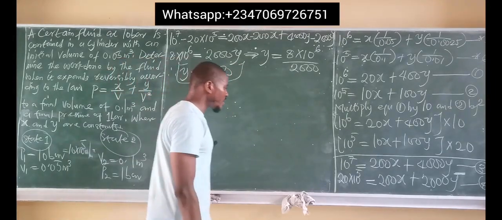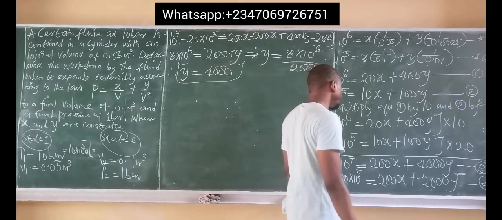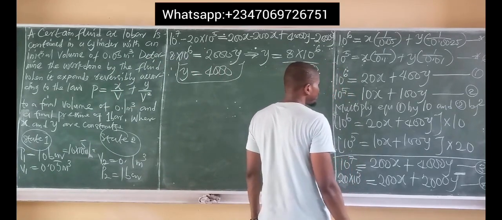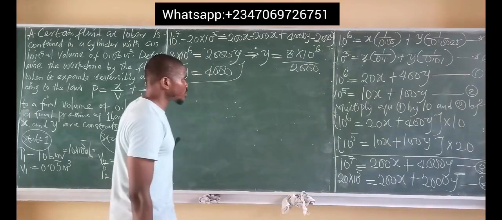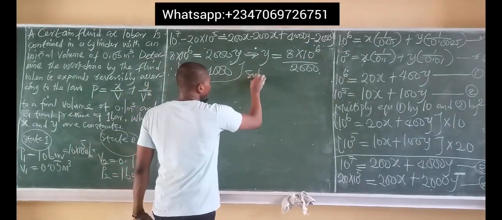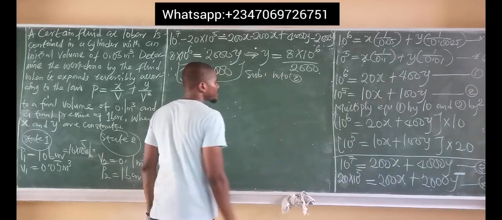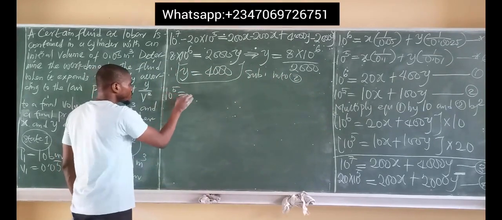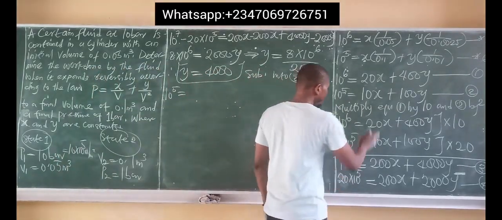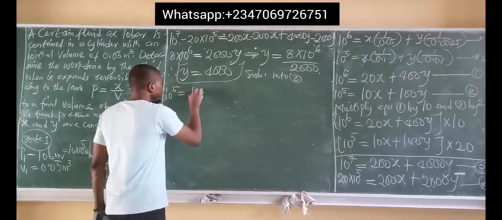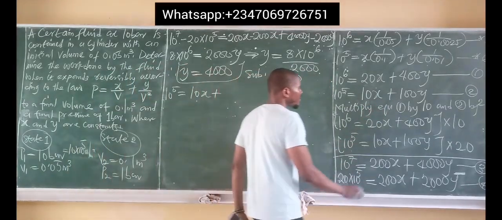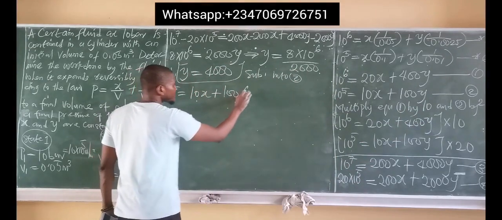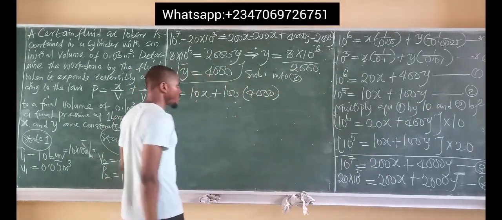Now, if you know y, you can simply substitute into any of the equations, say equation 2 or equation 1, any of them at all, and you can find the value of x. But let's go with equation 2. Let's put in the value of y into equation 2. From equation 2, we have 10 to the power of 5 equal to 10x plus 100y. So plus 100 in place of y, where y is 4000. So it becomes 100 times 4000.